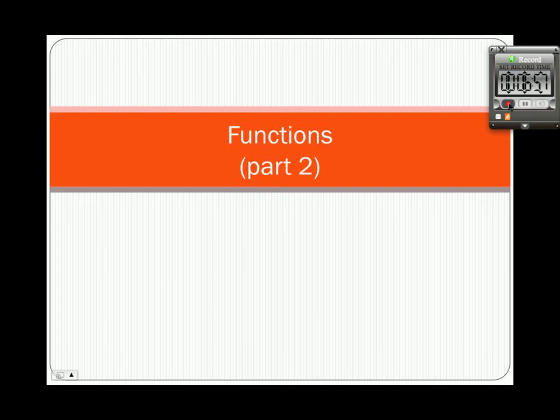Okay, so we continue our lesson into functions. For the previous lesson, we talked about what a function is and how we determine whether something is a function or not. In today's lesson, we're going to look at the different characteristics of a function and what all the inputs and outputs of a function can possibly be. So just to recap a little bit.